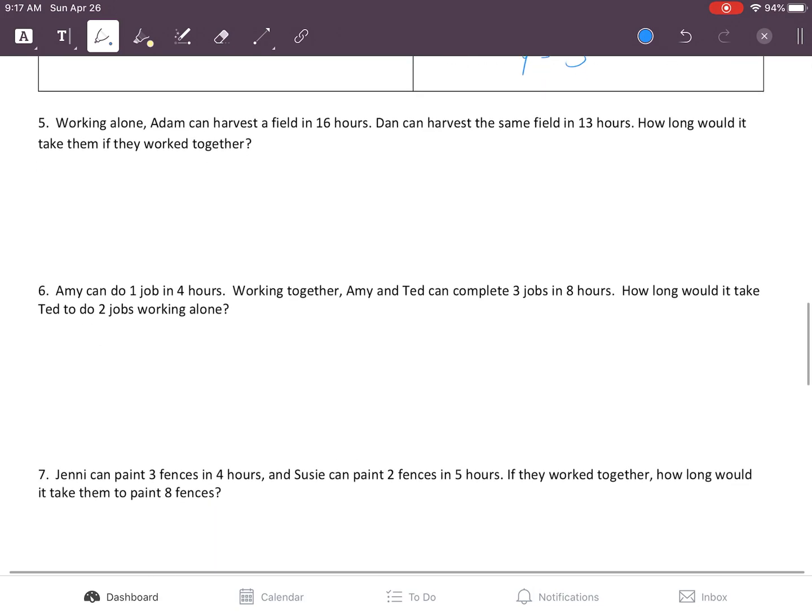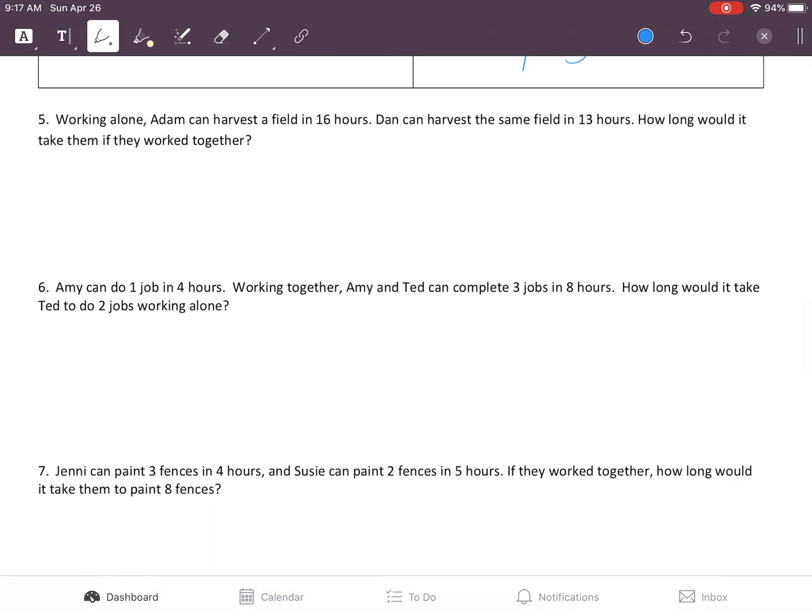Okay, next we have some work problems. Working alone, we have Adam and we have Dan, and they are harvesting over time. Adam can harvest one field in 16 hours. Dan can harvest the same field in 13 hours. How long would it take them if they work together? If they did one field, how long would it take them?